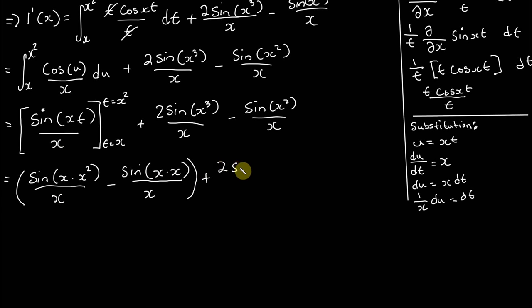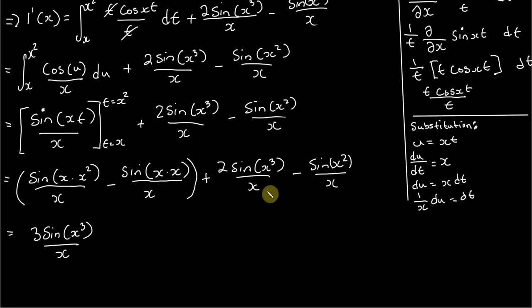So we've still got our 2 sine x cubed over x. We're going to take away a sine x squared term. Should put that in brackets actually, over x. Right, so yeah, look at it. We've got a sine x cubed term here, we've got 2 sine x cubed term here. That's 3 sine x cubed. And we've got a sine x squared term here. We're taking away another sine x squared term. So what we've got is 3 sine x cubed over x, and we are taking away now 2 sine x squared over x.